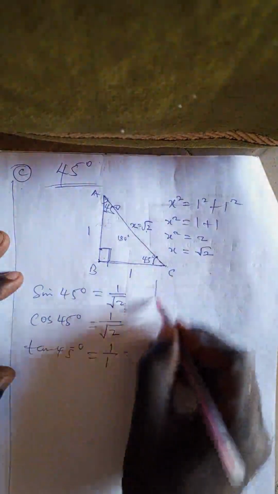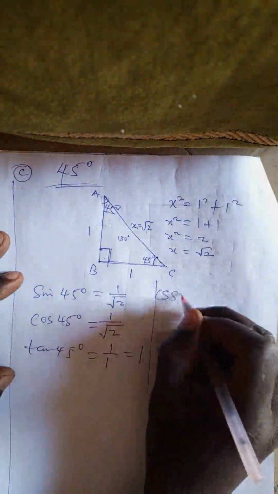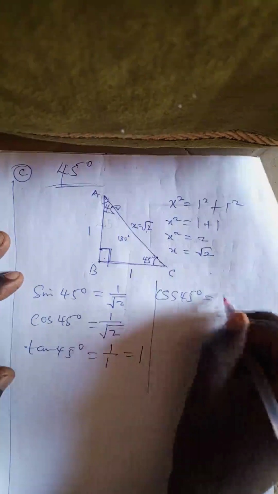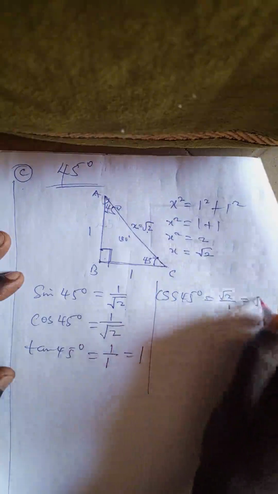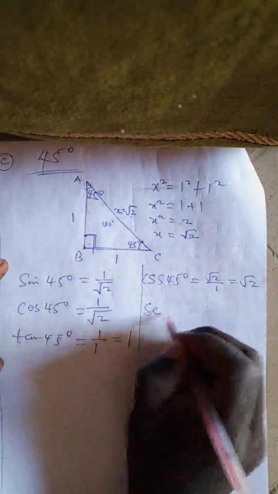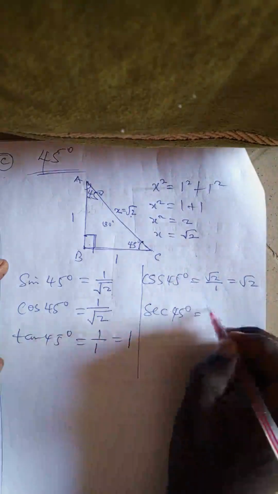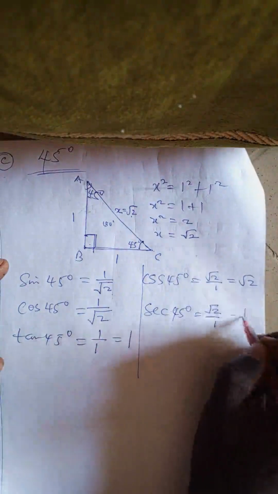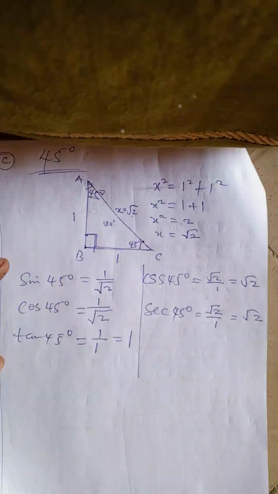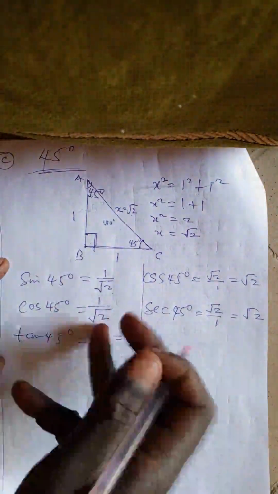Now the other three corresponding trigonometrical functions, like the cosec 45 degrees, is just the square root of 2 over 1, and that is the square root of 2. Now we talk about the sec in place of cosine. Sec 45 degrees is equal to root 2 over 1, and that is equal to root 2. The same. Now for tan, you just say sine over cosine, or you just use the reciprocal.